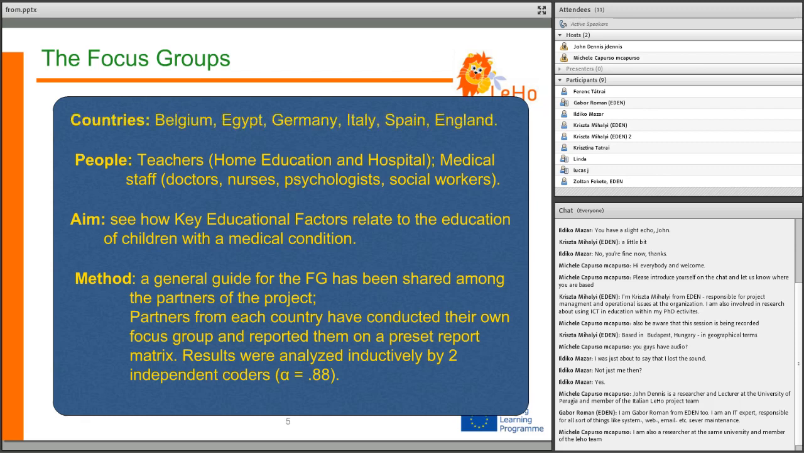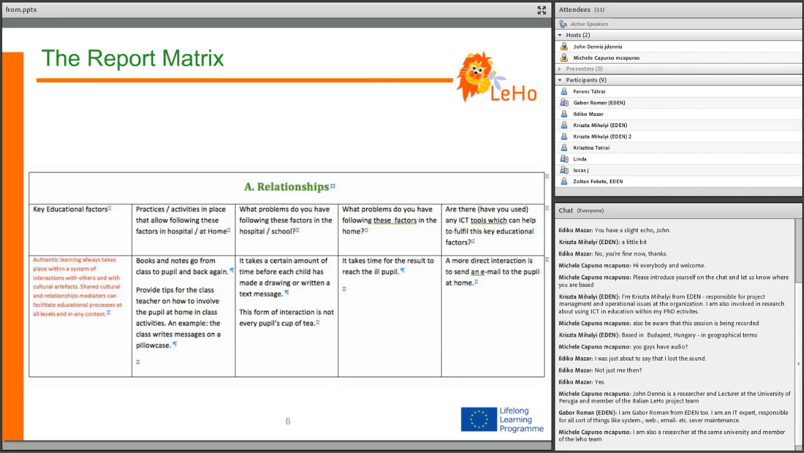This is the report matrix. The countries were Belgium, Egypt, Germany, Italy, Spain, and England. Those are the participating countries. This is the report matrix they used: the questions they were asked to put to the focus group participants, and then they would audio record the responses and type out the actual responses inside this matrix.